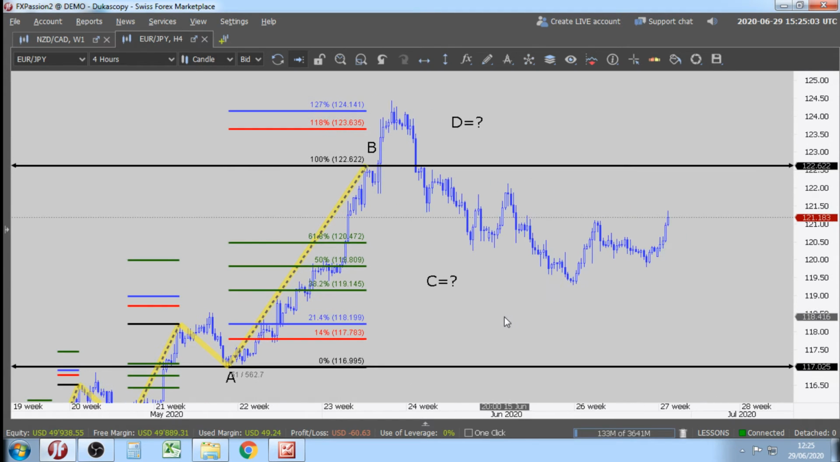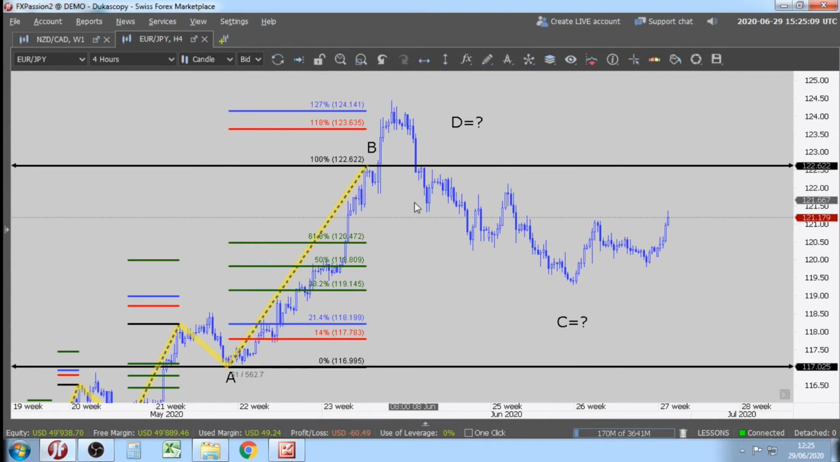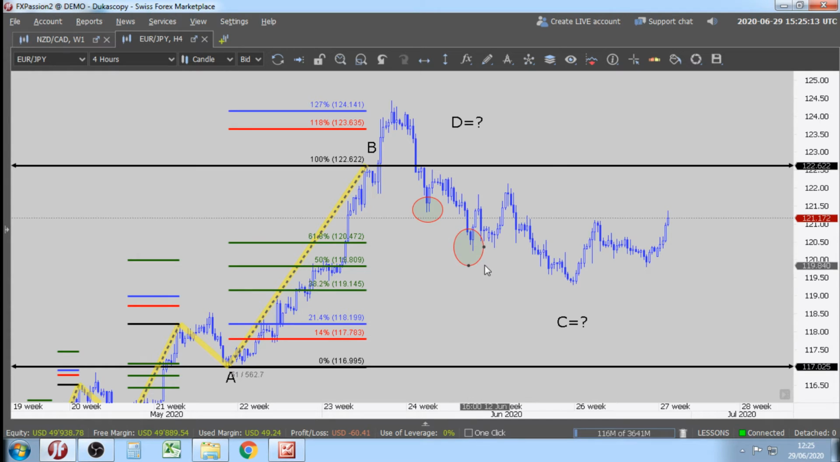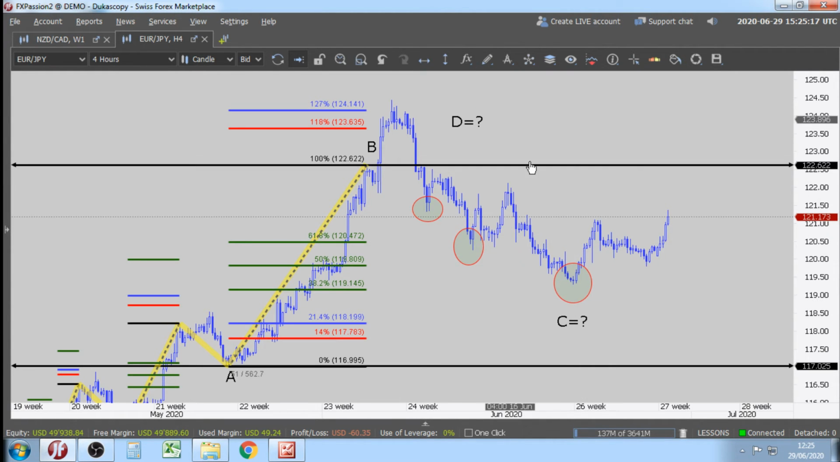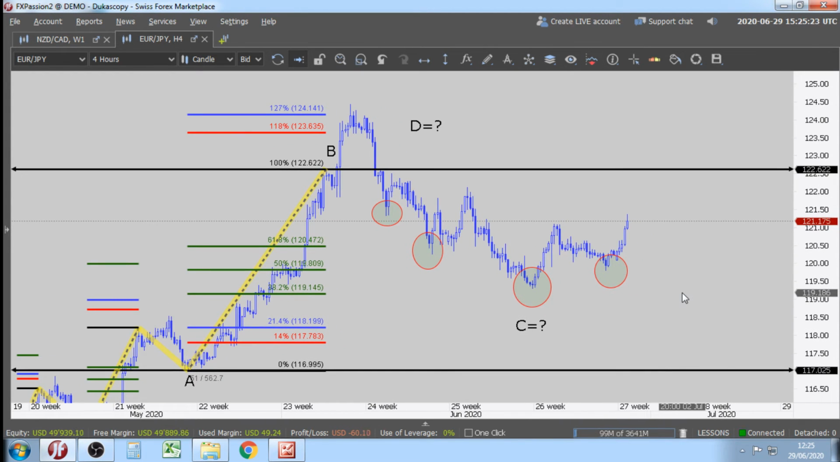And this is the chart, everyone. Which one is the C right now? Is the first circle, the second circle, the third circle, or the fourth circle the C? 3, 3, 3, 3. Yes, everybody, you are right.